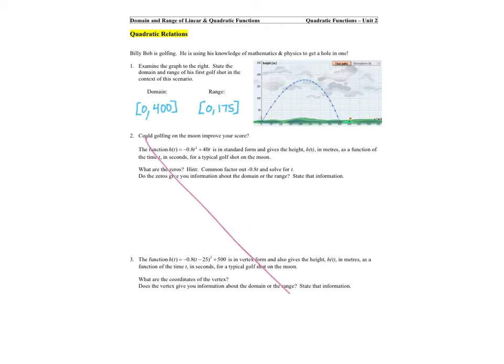All right, and we're going to skip these. And we'll move on to this last example. This last example is similar to the first example, but it's going to be quadratic instead of linear.